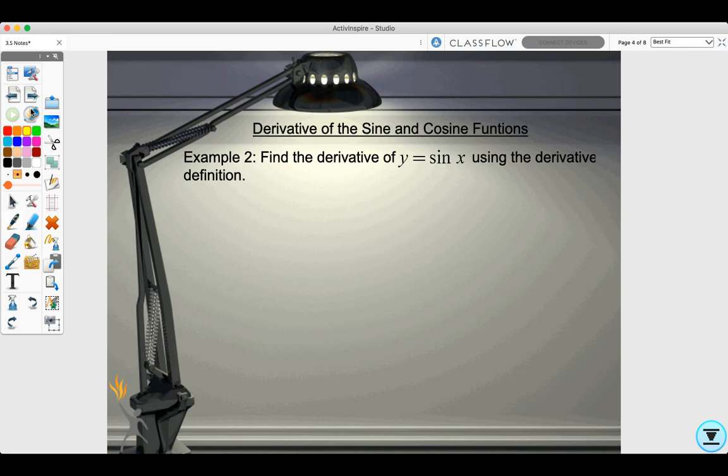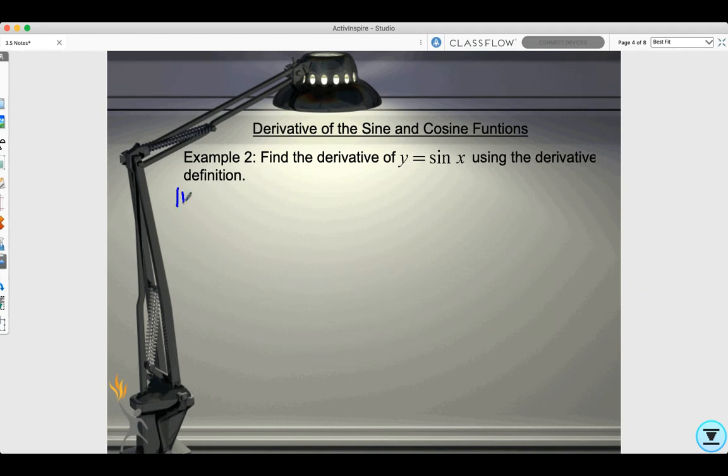Let's look at example 2. Find the derivative of y equals sine x using the derivative definition. So we need to use our limit definition. So I'm going to have the limit as h approaches 0 of sine of x plus h minus sine x all over h. Then using your sum identity for sine, the sine of x plus h becomes the sine of x cosine h plus sine h cosine x.